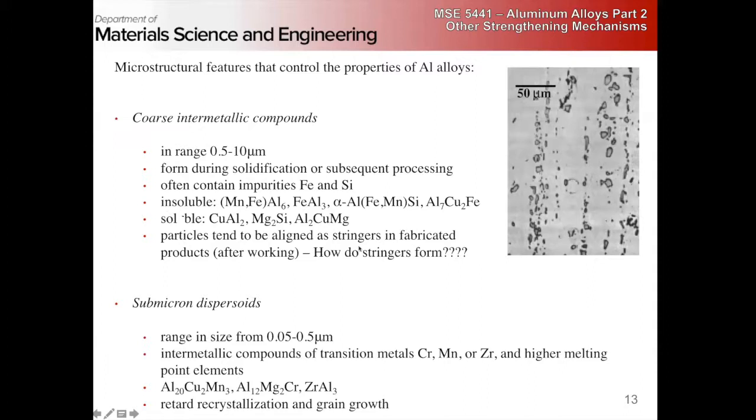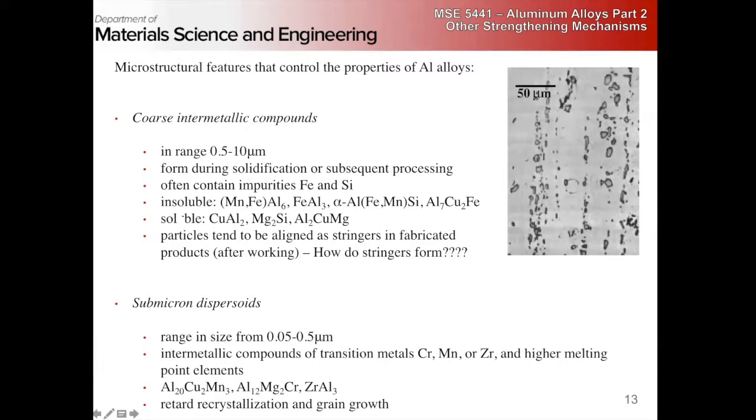Particles tend to be aligned as stringers in fabricated products after working. So how on earth do these stringers form? We'll talk about that in just a minute. So put your thinking caps on and think about it. How on earth would you get these well-aligned rows of intermetallics?